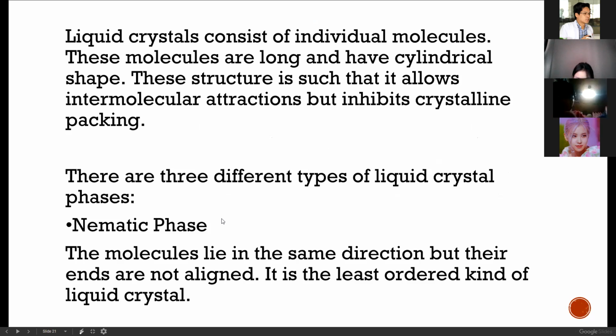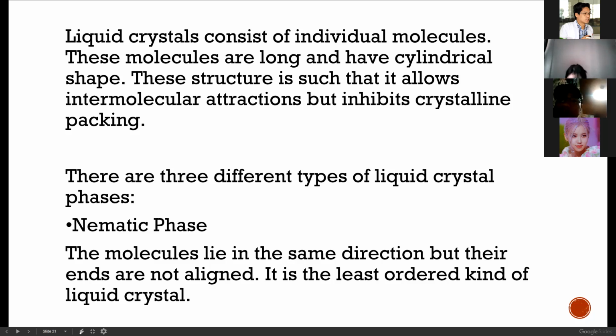Liquid crystals consist of individual molecules. These molecules are long, cylindrical in shape. This structure is such that it allows intermolecular attractions but inhibits crystalline packing. There are three different types of liquid crystal phases. Nematic phase: the molecules lie in the same direction, but their ends are not aligned. It is the least ordered kind of liquid crystal.